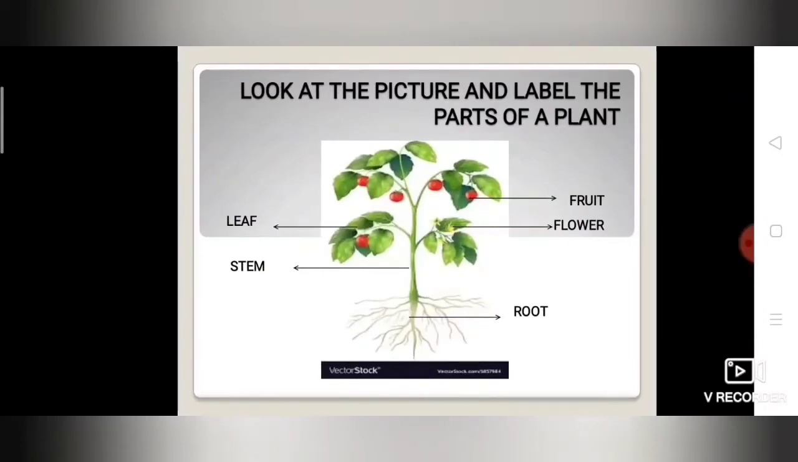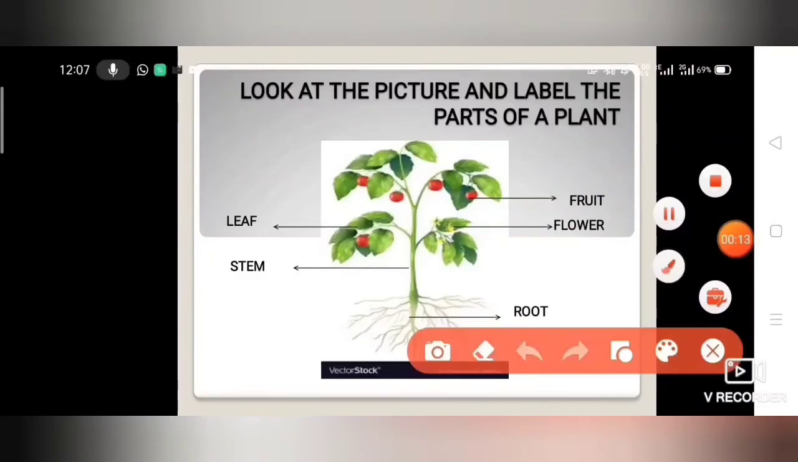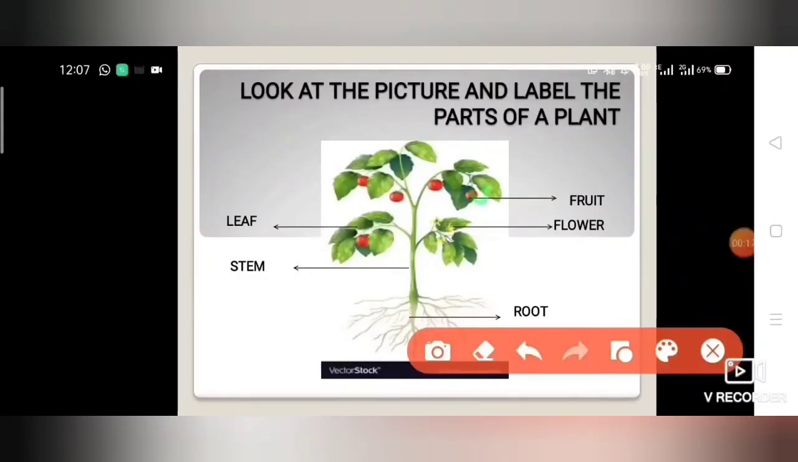And students, here is the solution. Students, is this the guess you had also thought of in your mind? If yes, then well done and keep it up. Here you can see all the parts are labeled very nicely. As you can see, this part is fruit. This yellow colored beautiful thing is flower. This is stem, leaf, and these are roots.